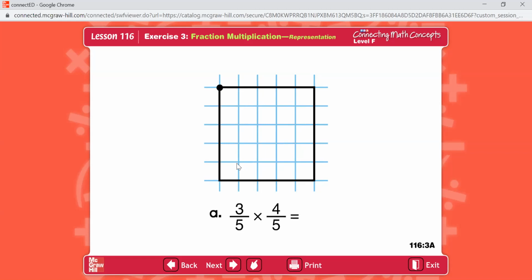The rectangle will show 3/5 times 4/5 of the square. The sides of the square show fifths. So make a rectangle 3/5 across and 4/5 down. 3 out of 5 across, 4 out of 5 down, like so. Here's 3/5, 4/5, right here.